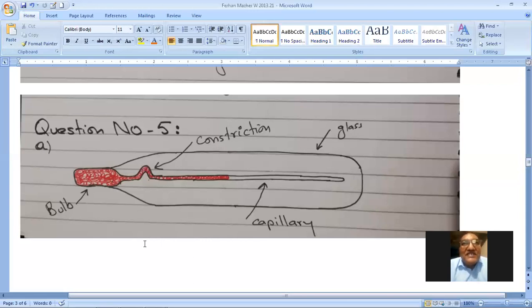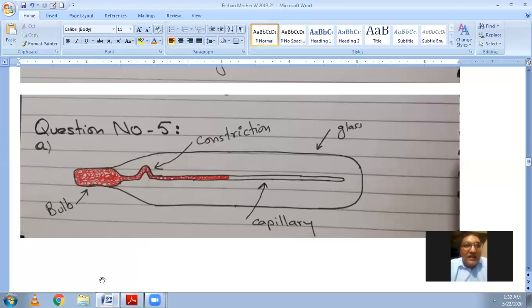So this constriction will not let the mercury come back to the bulb immediately when the temperature of the thermometer drops. The thermometer continues showing the maximum temperature it has measured. So you will have ample time to read that temperature.